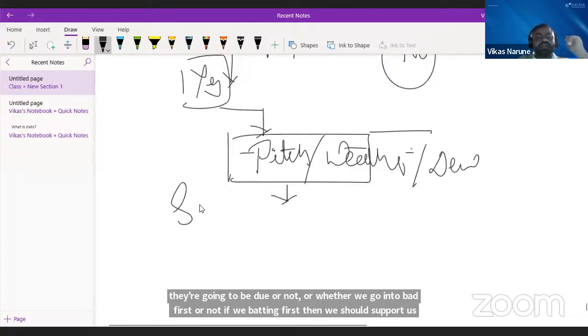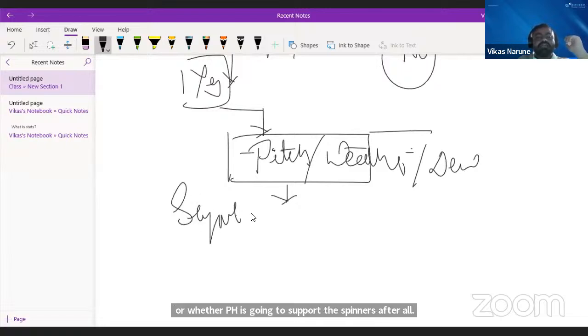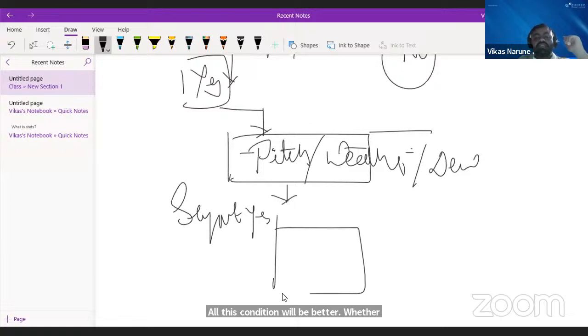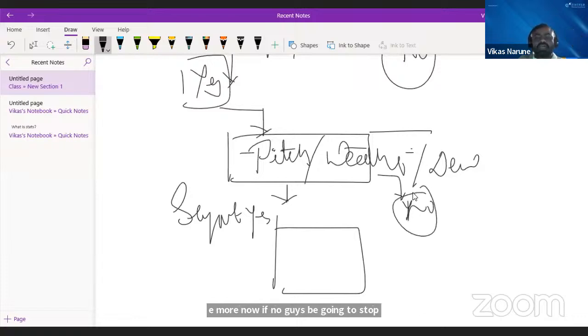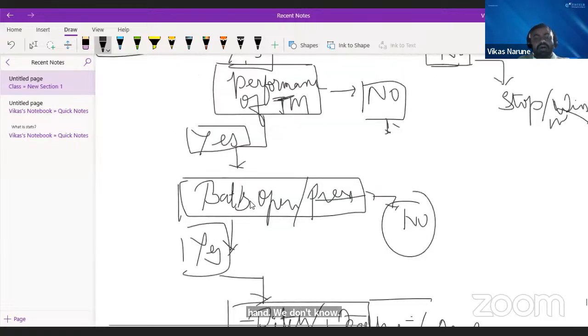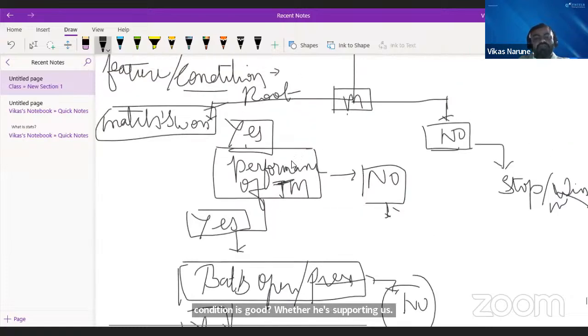Weather is supporting us. Yes. So we can go ahead and think the winning chances are more now. If no, guys, we are going to stop. If no, we are going to stop. Everything will be in God's hands. We don't know. Everything will be a fluke, guys. Then what? Pitch condition is good. Weather is supporting us. Now the opening batsmen could be going very good, and our performance as a team till now is very good. We have done very nice performance. We have won all the matches.